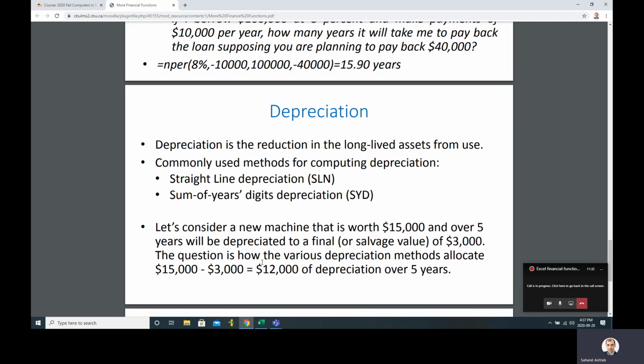For example, a machine. You buy a machine, a car, a printer, or some equipment. When you use it, it is depreciated. And at the end, there might be a salvage value for that particular machine or equipment. Salvage value is how much it's actually worth, or how much you can sell it for.